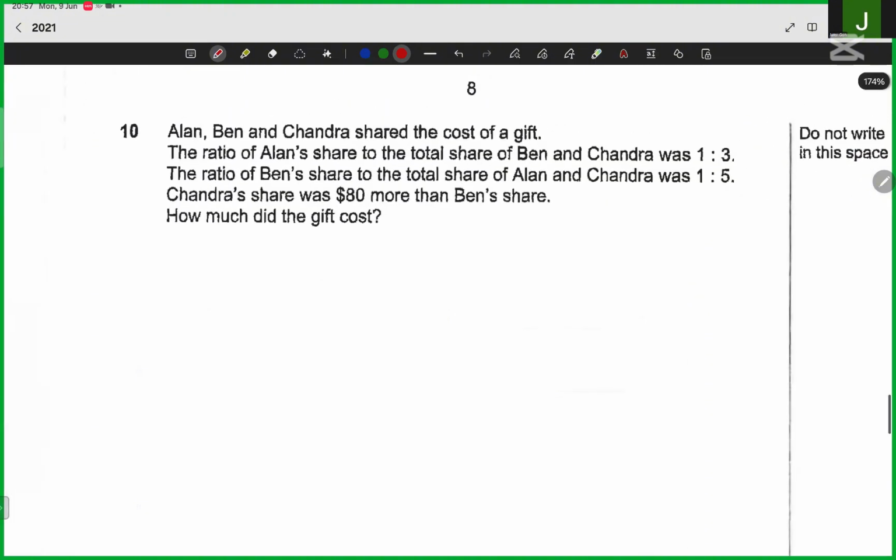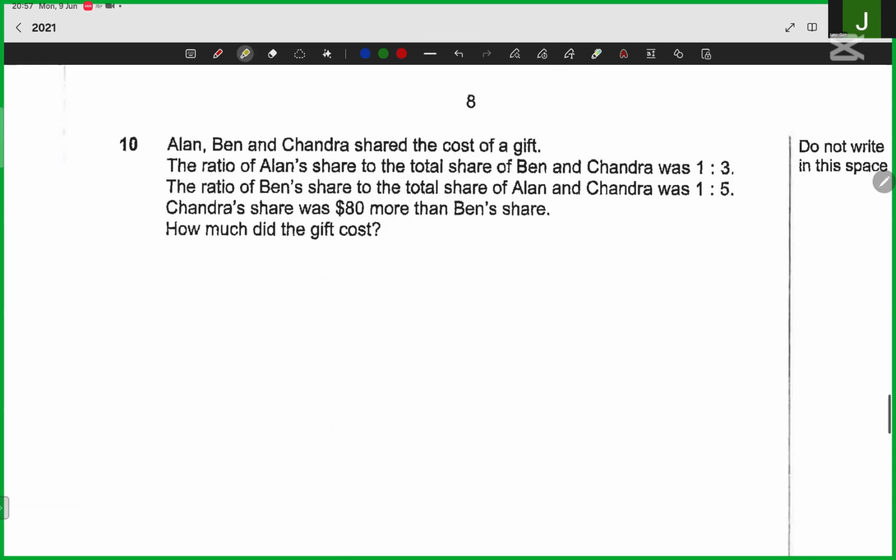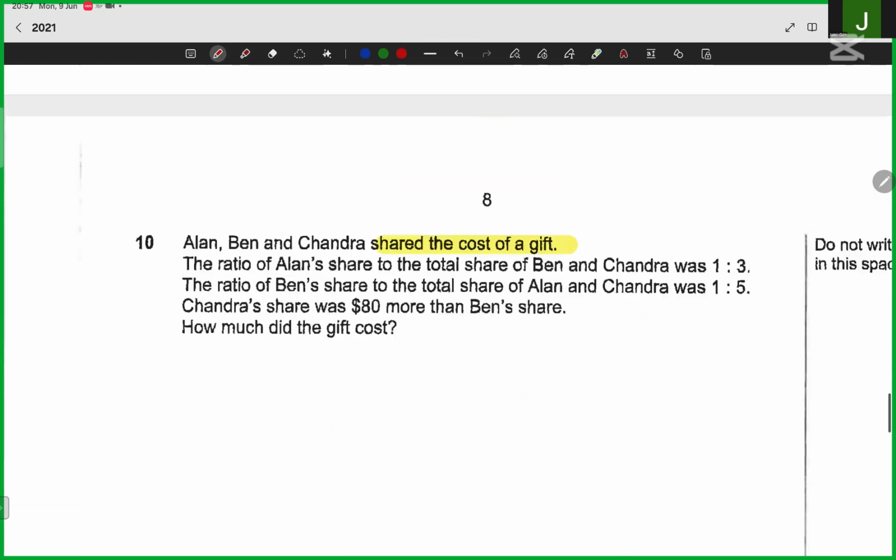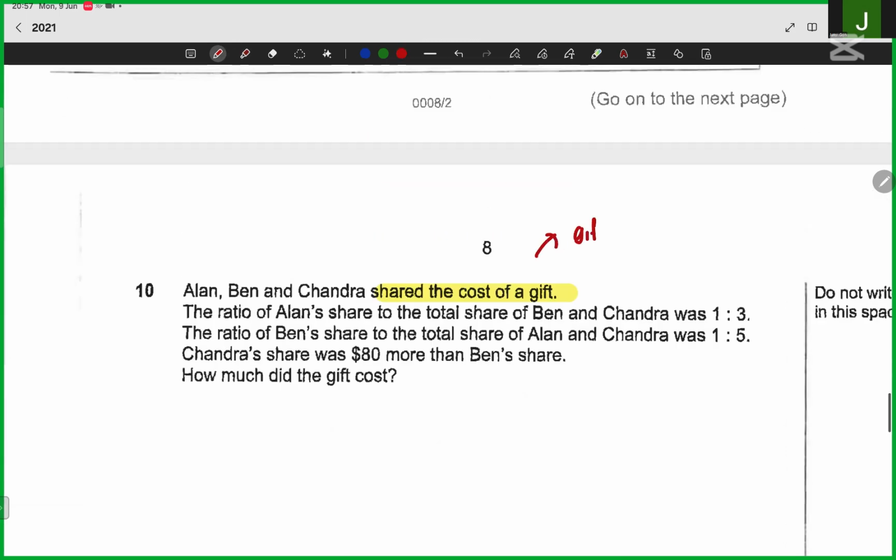Okay, question 10. Alan, Ben, and Chandra shared the cost of a gift. This kind of question very standard. You all must know. When they share the cost of the gift, the first thing that you all need to know is the gift price will remain the same. Okay. Now, what does that lead to? Means that the total paid is the same. Very standard, this kind of question.